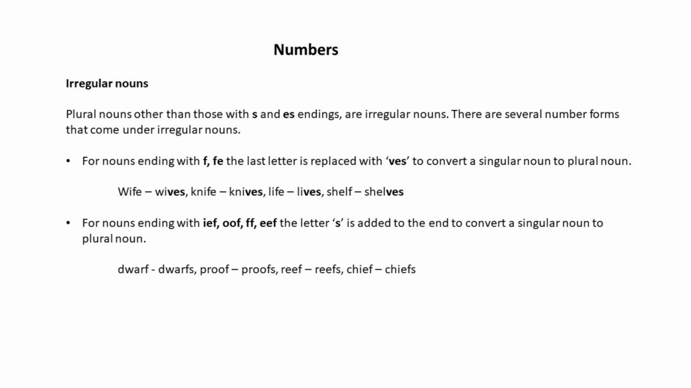Now it's time to see what irregular nouns are. Plural nouns other than those ending with the letters s and es are called irregular nouns. So now let's see how irregular nouns change into their plural forms. For irregular nouns ending with the letters f or fe, the last letter is replaced with ves to convert its singular noun to plural noun.